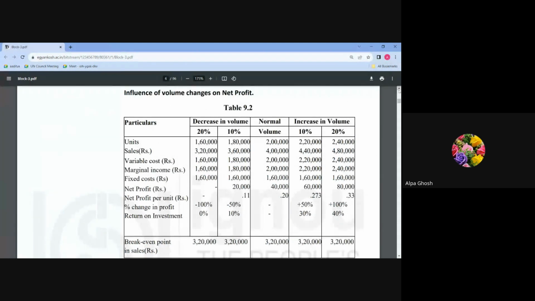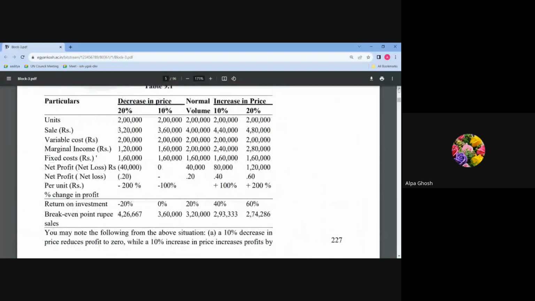Okay, move to the volume. Just a minute, I have moved to the volume. Yes, this one. You have calculated? Just calculate. Give me 2 minutes. Let me take the calculator.